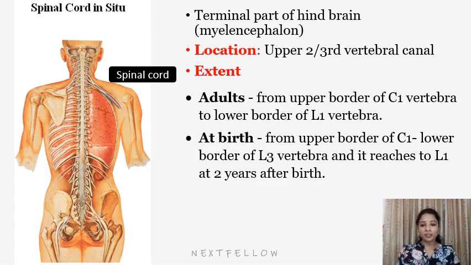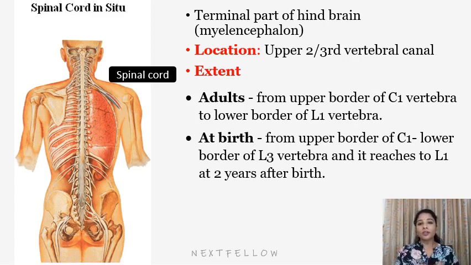So we shall begin with neuroanatomy with the spinal cord, which is the lower part of the central nervous system. We shall start with the spinal cord and slowly, gradually, we will go up in the central nervous system. So neuroanatomy here with the spinal cord.